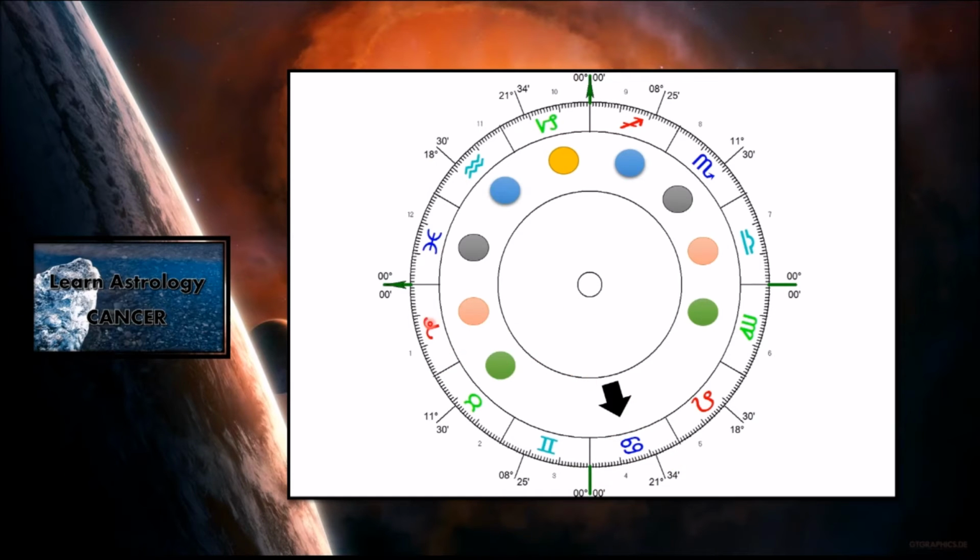And it causes the archetype of returning back to the mother. That's how we return back home every single day. Cancer to Libra is codependency.